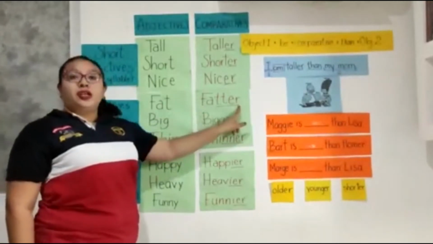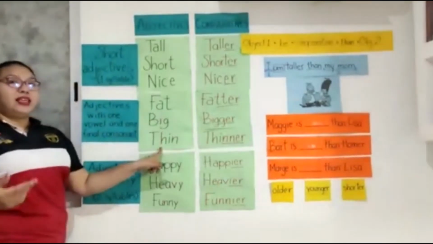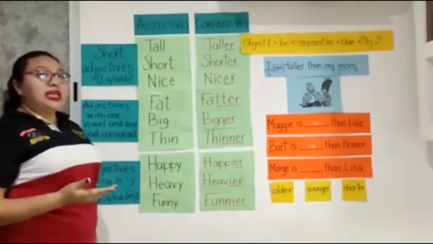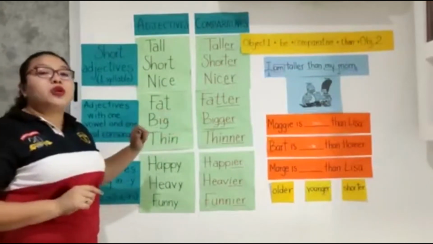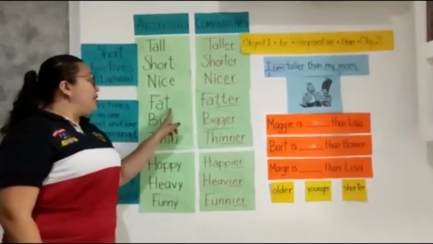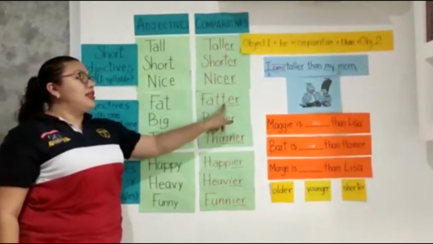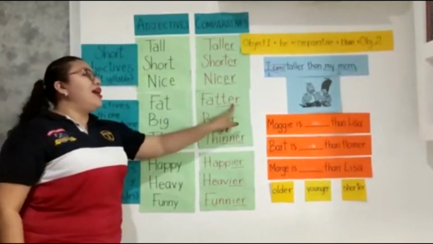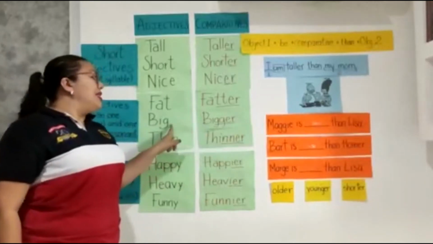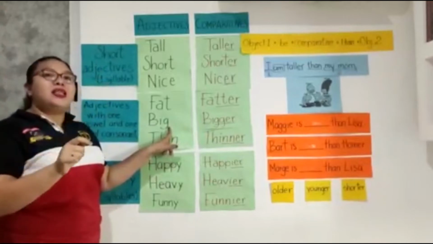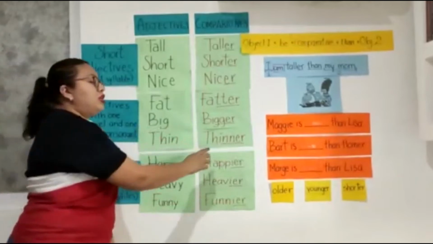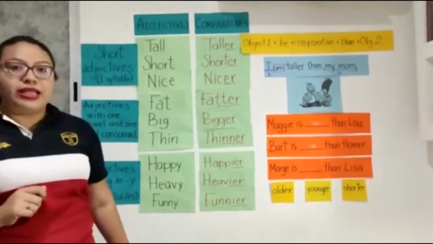Fat. Fatter. Here, I told you that these three are different, because they finish with consonant and vowel. So the last consonant is going to go twice. I need to repeat the last consonant. The last consonant is T, so I need to double the T. You need to duplicate and write ER. Big, the same example. Bigger. The last consonant is G, and you need to duplicate the G. Bigger. Thin, thinner, the same example. You need to double the last consonant, okay?